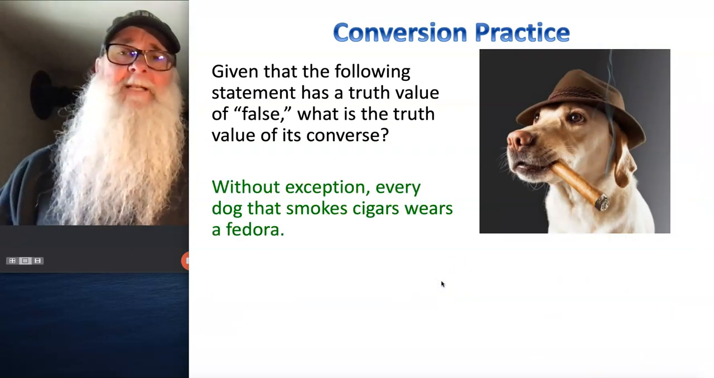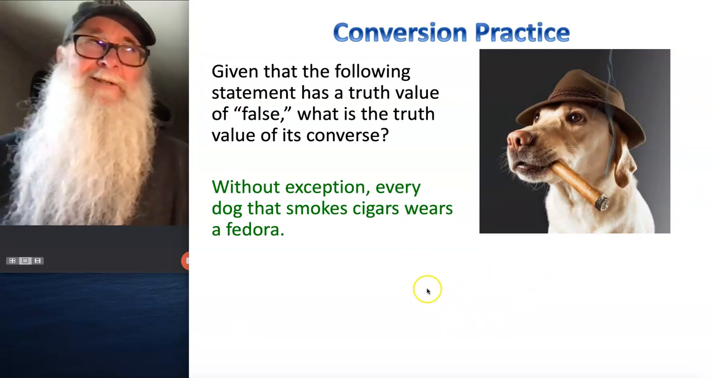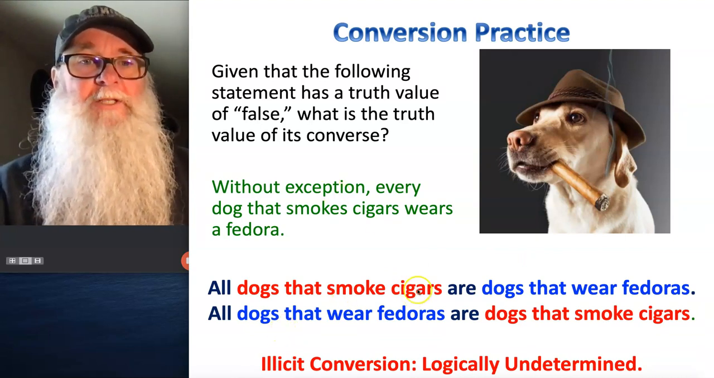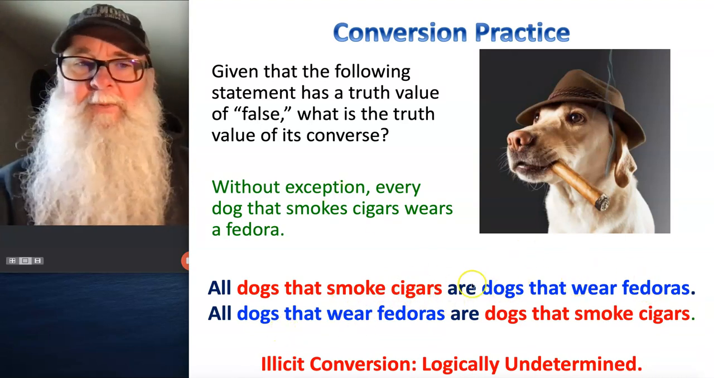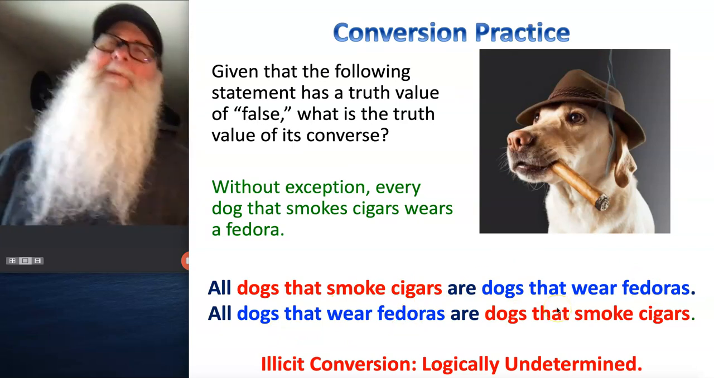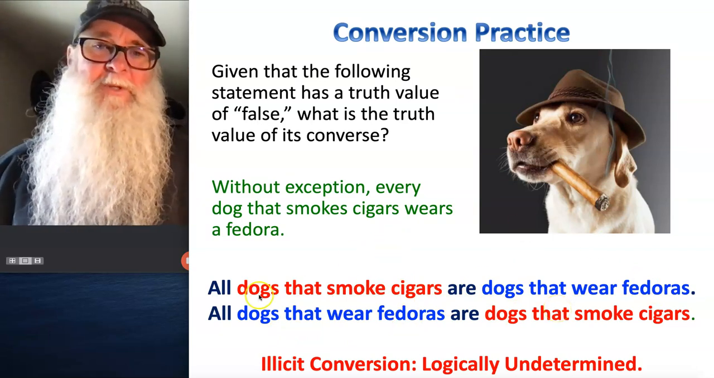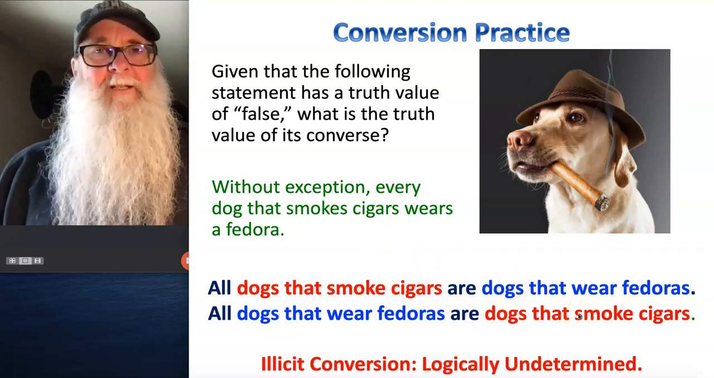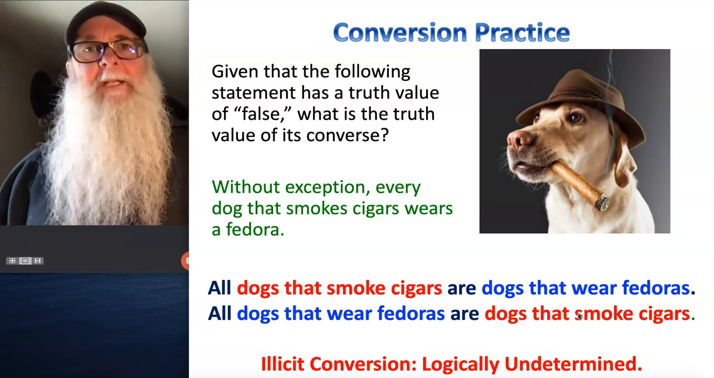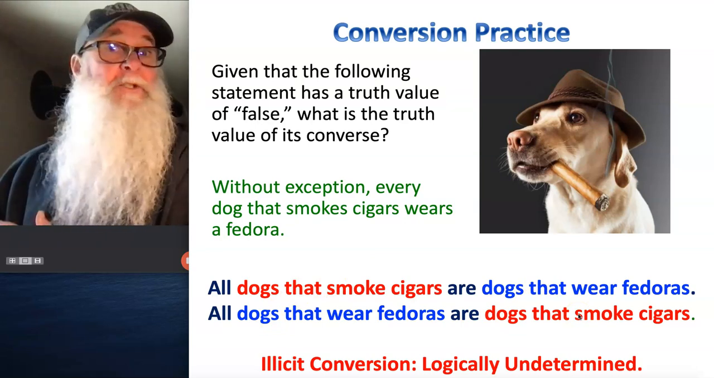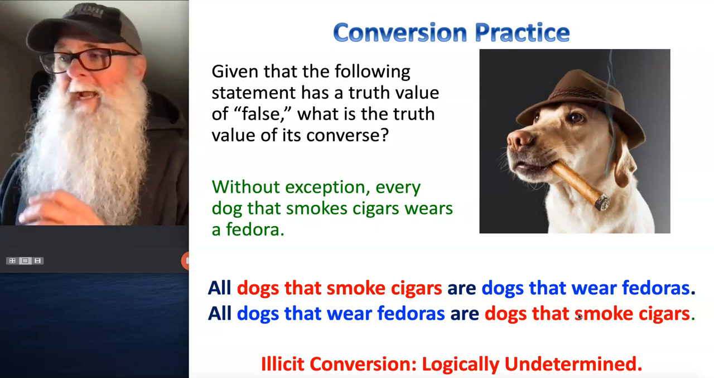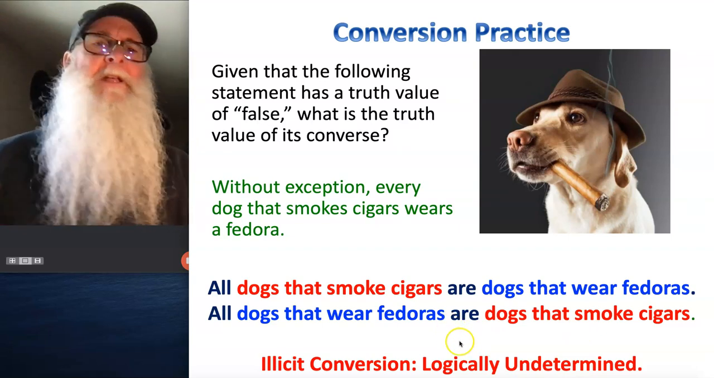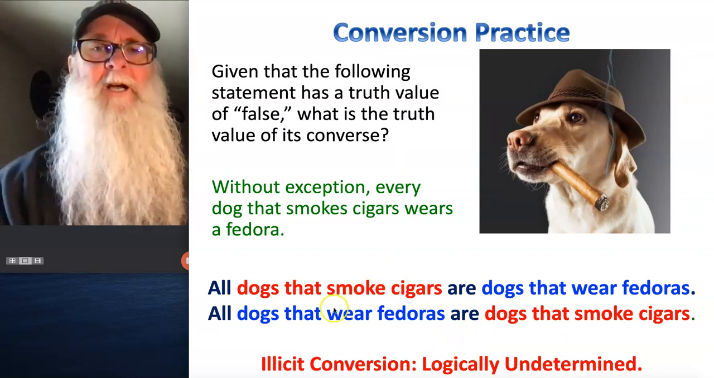Now our second statement: without exception, every dog that smokes cigars wears a fedora. Without exception, every? That tells me that it's all. All dogs that smoke cigars are dogs that wear fedoras. We just switch the positions of the subject and the predicate. But even though we're told the original statement is false, the new statement we created is going to be logically undetermined, because when you convert A statements and O statements, the truth value of that original statement gets lost, and the new statement has a truth value of undetermined. And we say this is illicit conversion, therefore the truth value is logically undetermined.